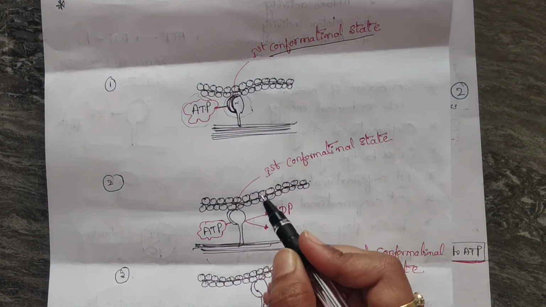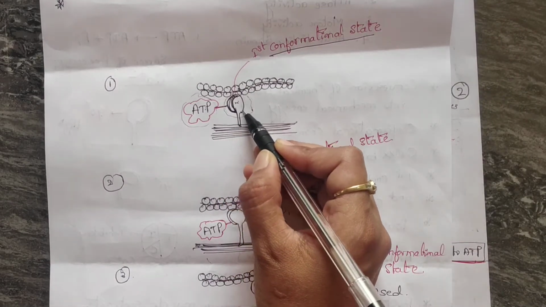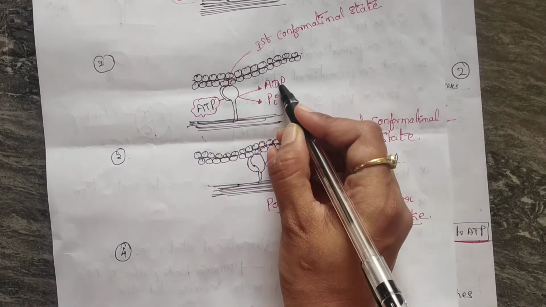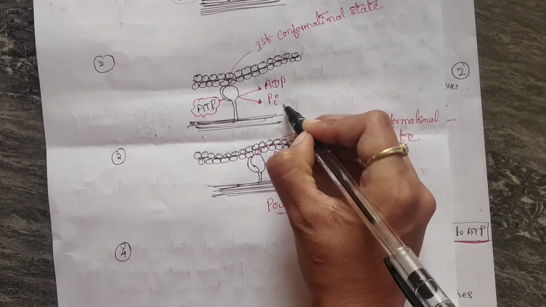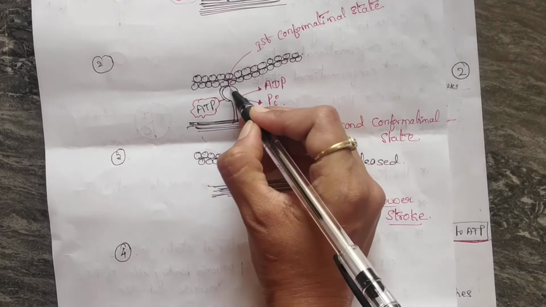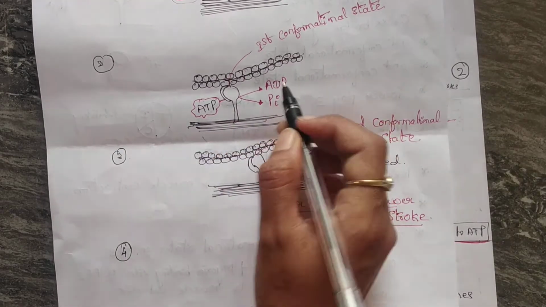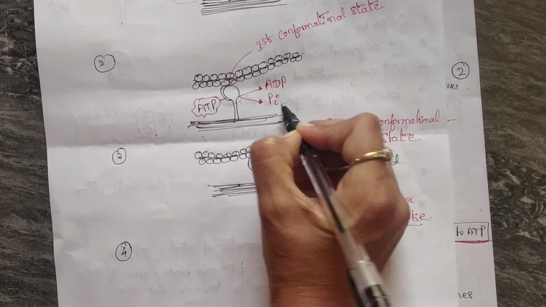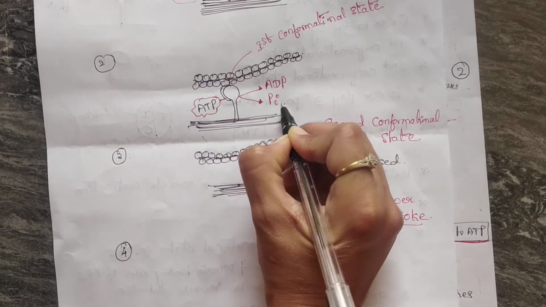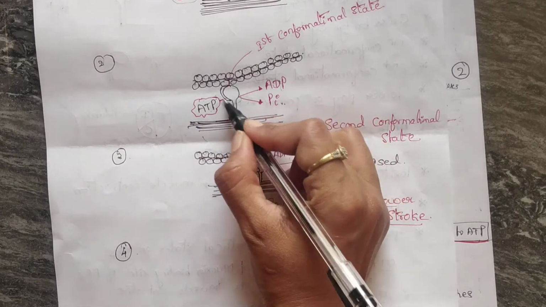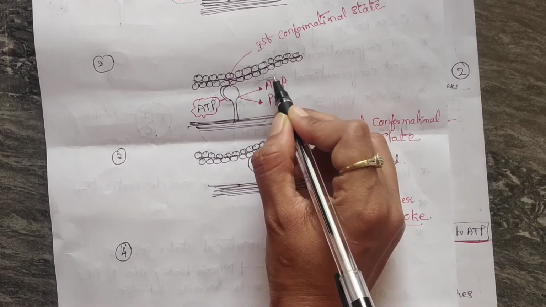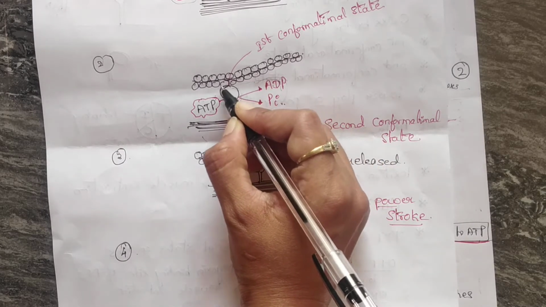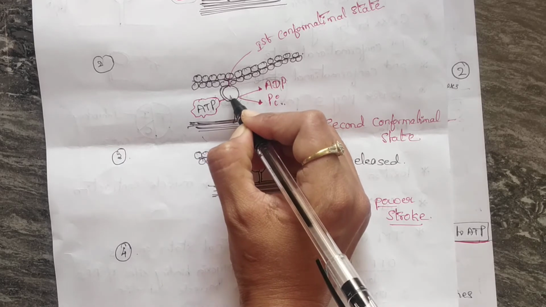So what happens in this state? ATP is hydrolyzed into ADP and inorganic phosphate, which remain bound to the myosin head. ATP hydrolysis again causes a conformational change in the myosin head.